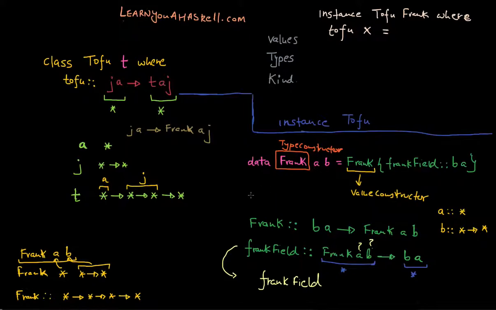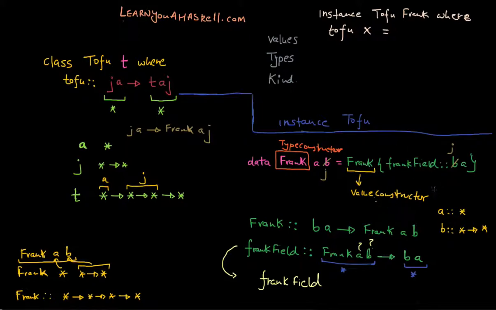So again, just to make this a little bit clearer, what would Frank of AJ look like? Let me make a change right here on my type. So Frank, instead of B, this is now J, and this over here is basically a J. So Frank of AJ, if I want to create any value that has a type of Frank of AJ, I'm just going to invoke this value constructor.